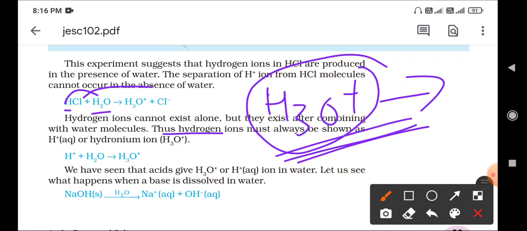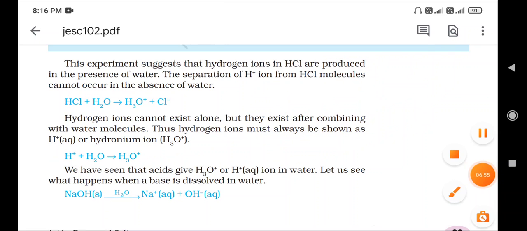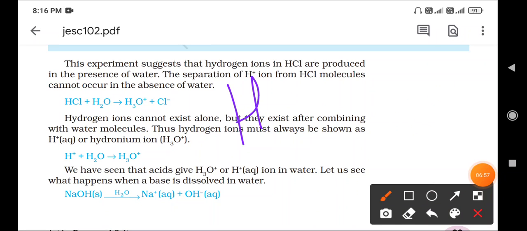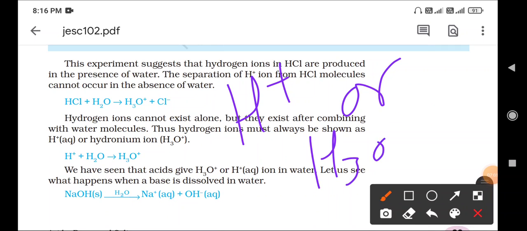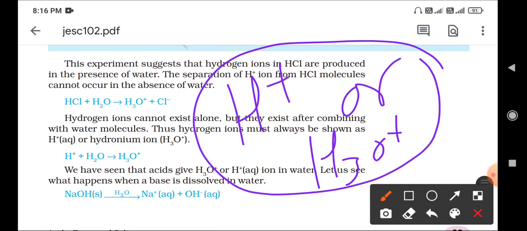Thus hydrogen ions must always be shown as H plus or a hydronium ion. So hydronium ion is represented in two ways. One is the H plus ion, or we can write H3O plus. These are the two methods we can write the hydronium ion. Only H plus or H3O plus, in these two forms. Both are called the hydronium ion.